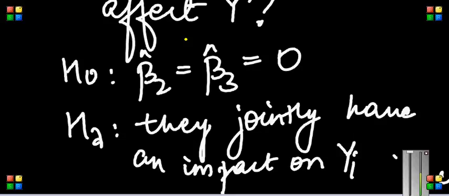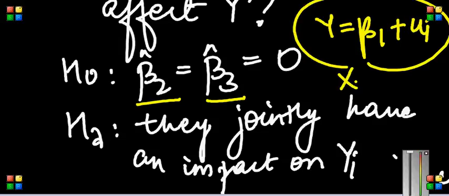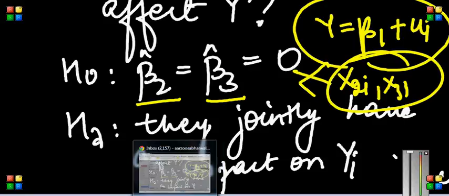Okay, so now checking the joint importance of beta of x2 and x3 together on y. My null hypothesis is that both of them are together equal to 0. So if both of them are together equal to 0, I am just left with beta 1 plus u_i. So neither x2 nor x3 together have any effect on y, they do not affect y. Whereas my alternative hypothesis is that they jointly have some impact on y.